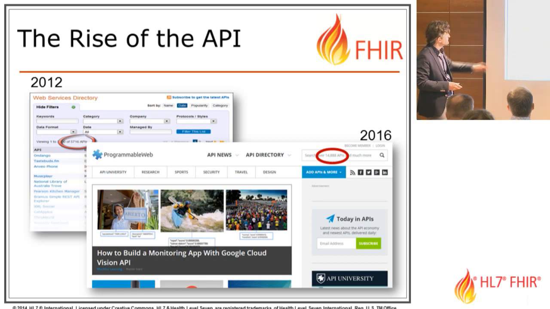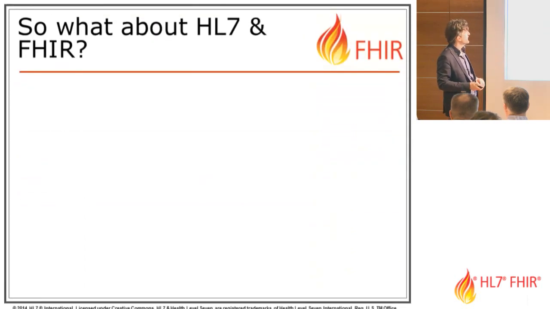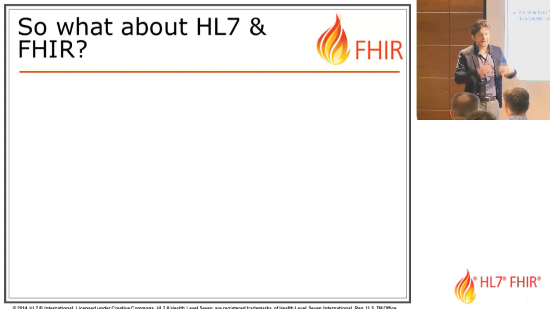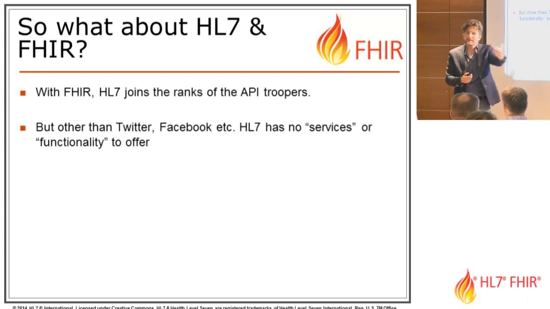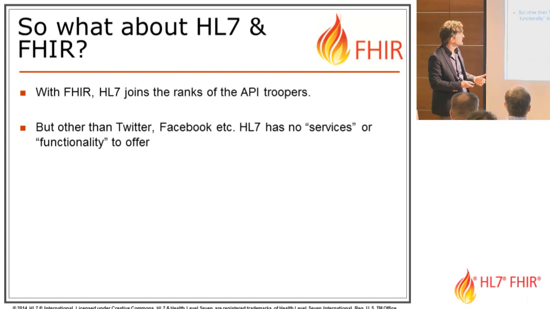So with FHIR, HL7 tried to jump on that API bandwagon, allowing companies like Cerner or Epic or the big EHR vendors, also your national EHR vendors, to develop these APIs. Of course, HL7 is a standards development organization, so we try, like Twitter and Facebook, to build these APIs so you can talk to the systems, but HL7 has no functionality to offer, right? We just offer a standard. Others have to put this API on their server, so that's a little bit different.